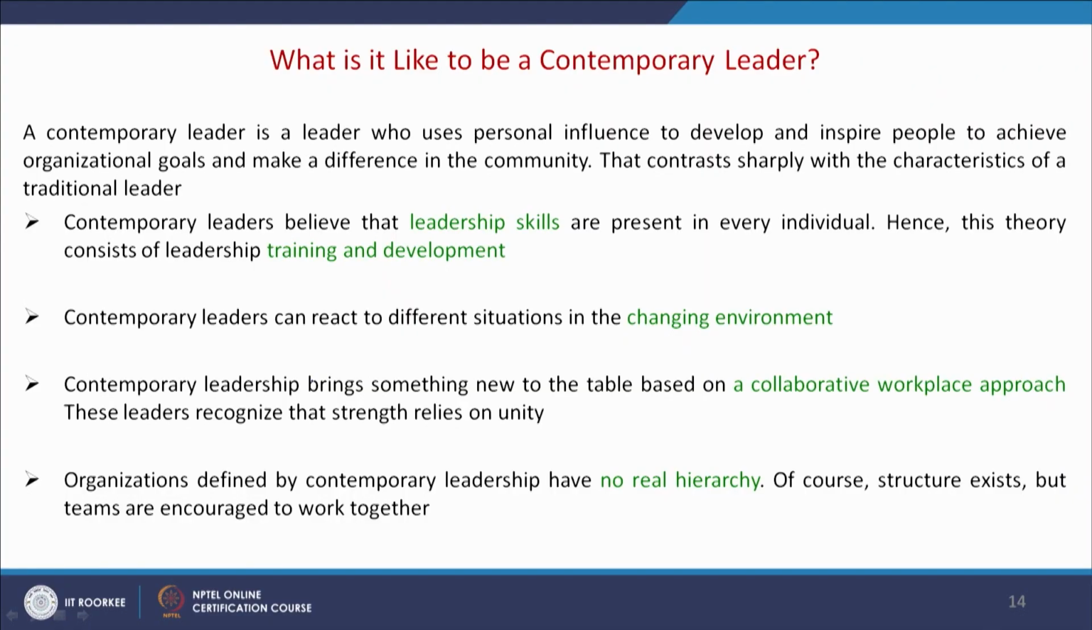The other is that organizations defined by contemporary leadership have no real hierarchy. Of course, structure exists, but teams are encouraged to work together. When there is no hierarchy, people are free to approach at any level and voice their opinions in a very free manner. So, this is the design of contemporary models of leadership, where these traits, characteristics or features exist, and then different kinds of leadership or new charismatic leadership styles have been identified.